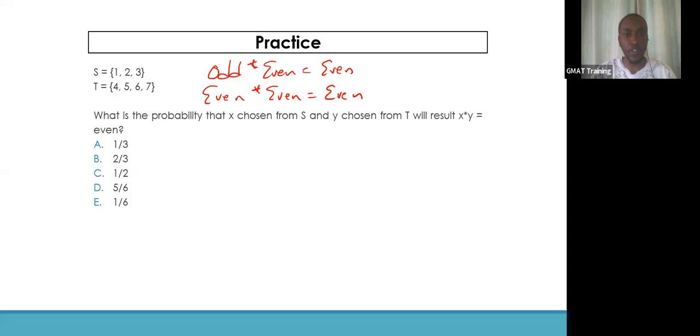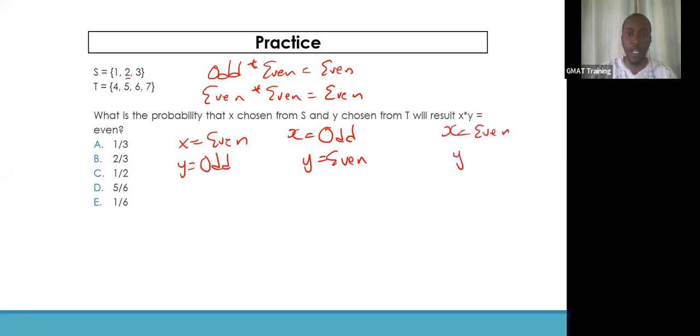Now, we have to choose X from S and Y from T and have XY being even. How can you get this? We can get X from S being even and Y from T odd. Or the other way around, X equals odd and Y equals even. Or even when they are both, so X being even and Y being even.